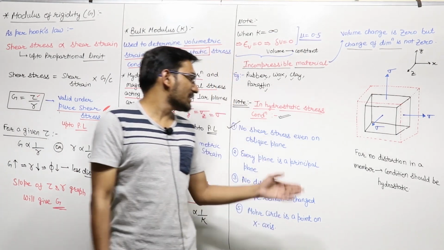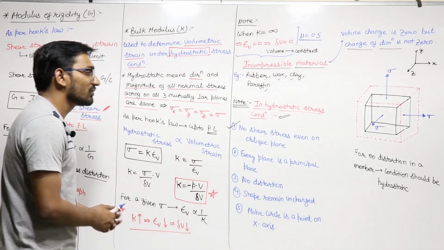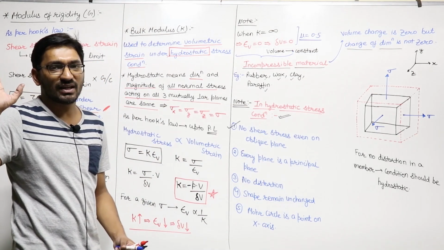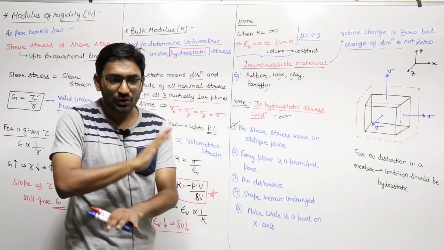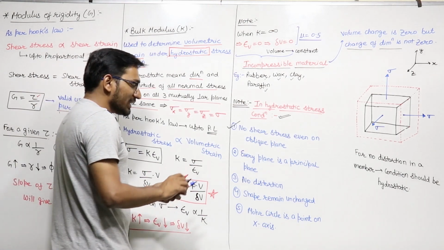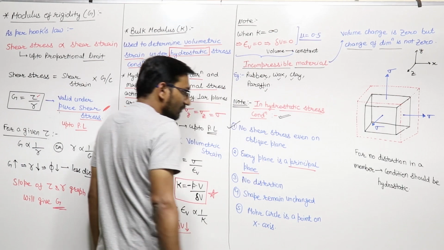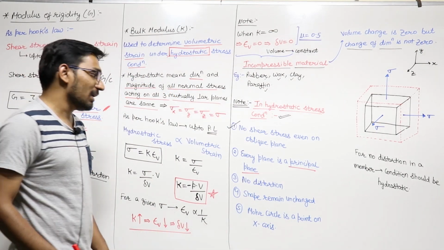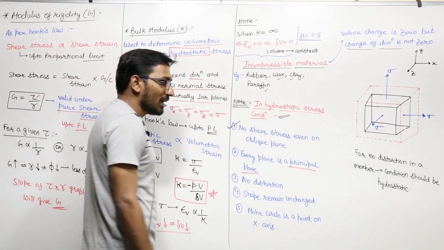But in the case of pure shear, or in the case of your hydrostatic state of stress, there is no shear stress at all on any point on any oblique plane. No shear stress will be there, right? If there is no shear stress, then every plane is a principal plane. Every plane is a principal plane. We will discuss in our Mohr circle what we mean by a principal plane.